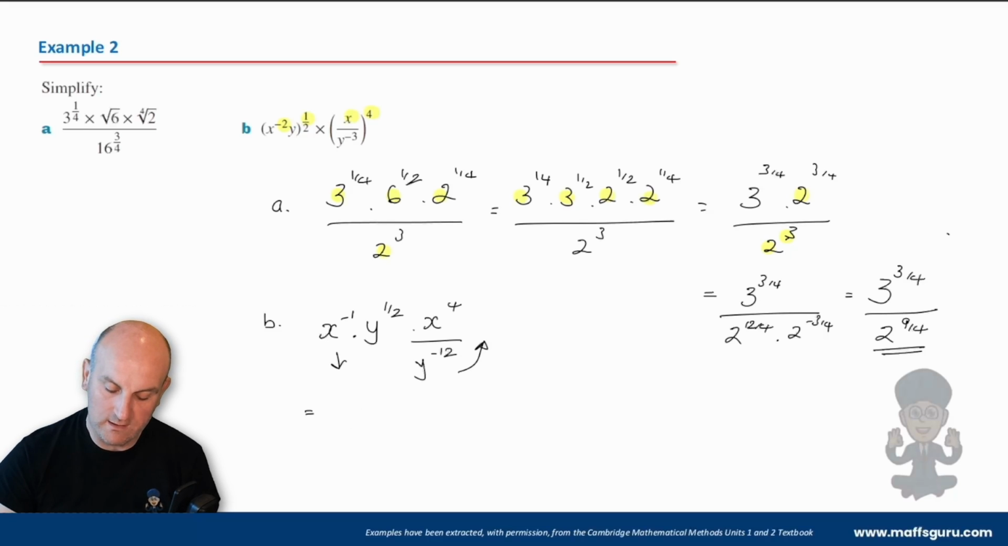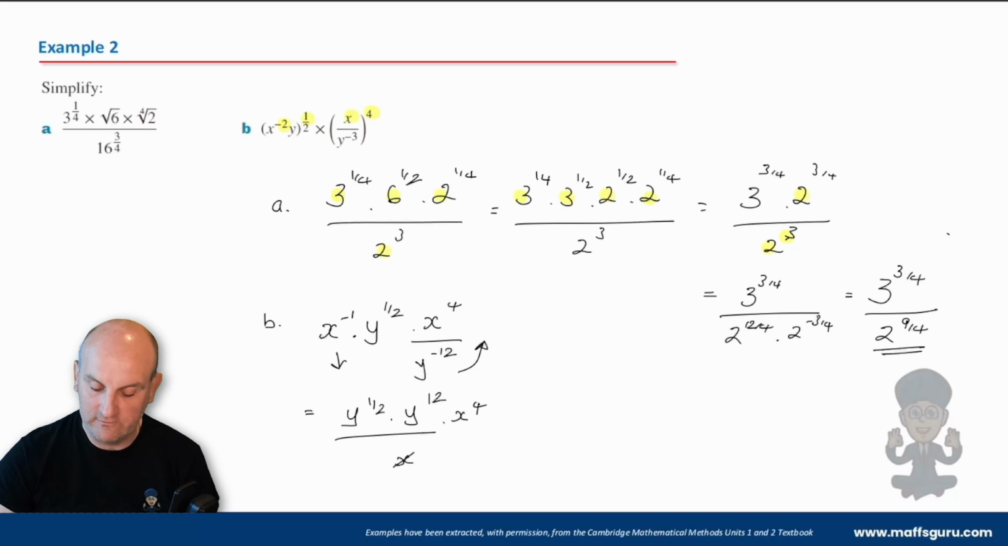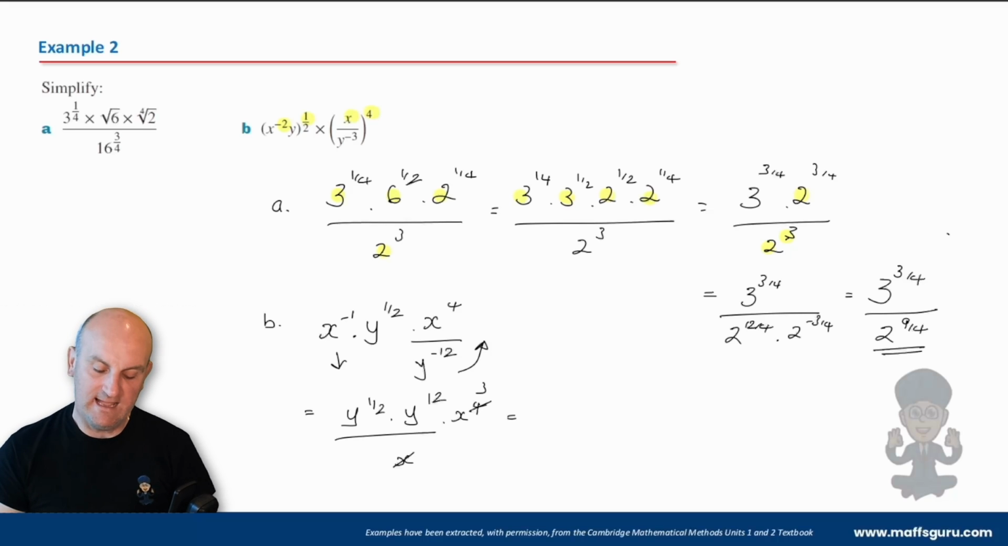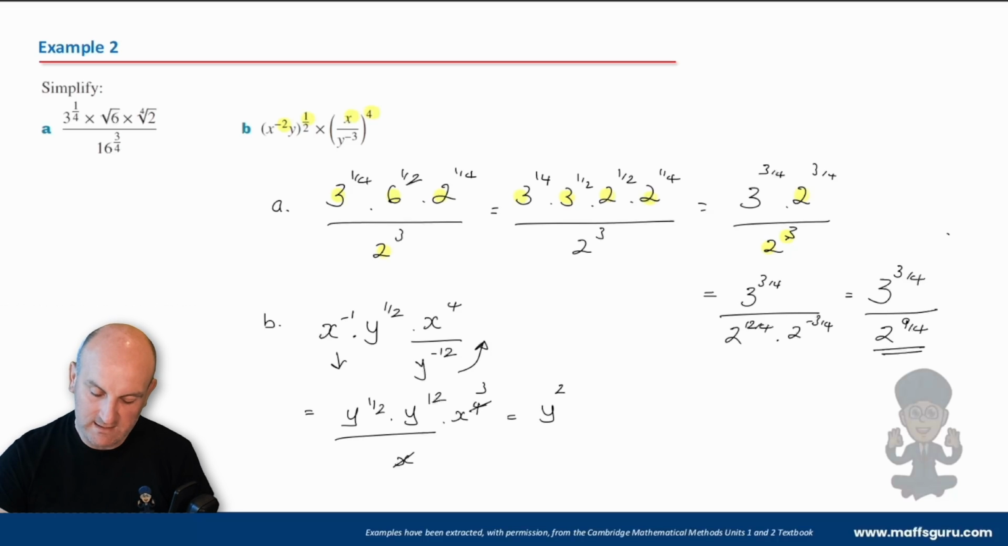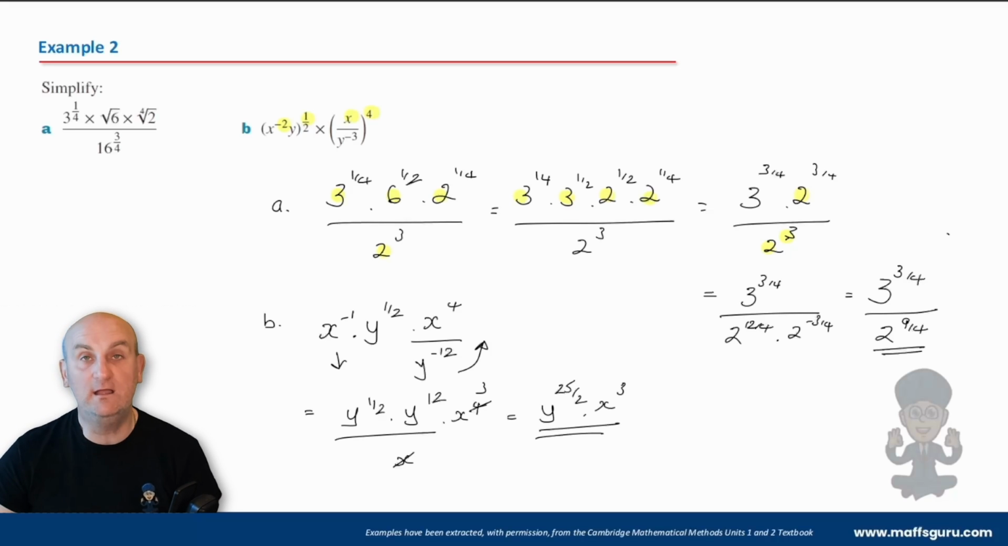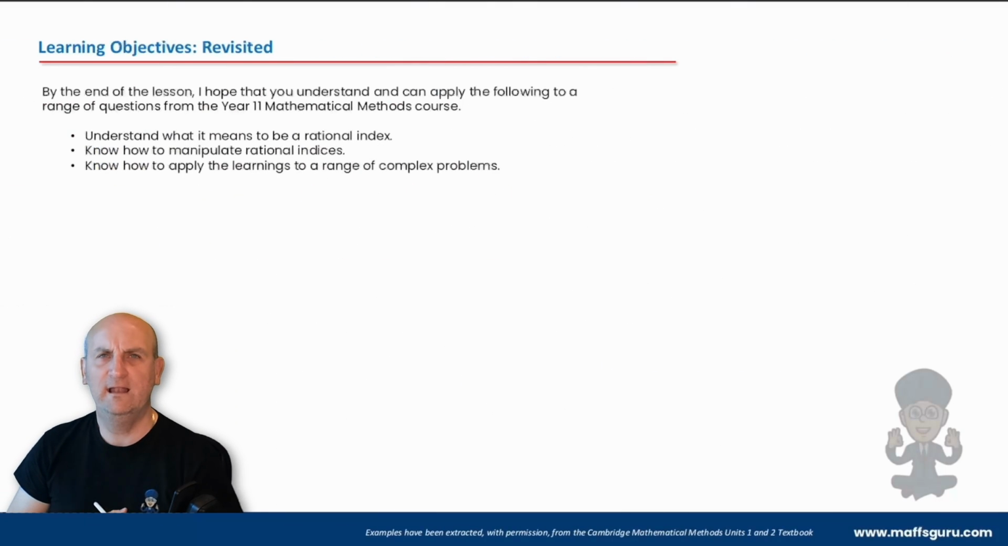So I'm going to end up with y to the power of a half times y to the power of 12, times x to the power of 4 divided by x. That x can cancel with one of those to give me x cubed. And y to the power of a half times that is going to give me 25/2. So y to the power of 25/2 times x cubed, I'm fairly sure, is the right answer for that question. All right, and again, much simpler with letters than numbers.